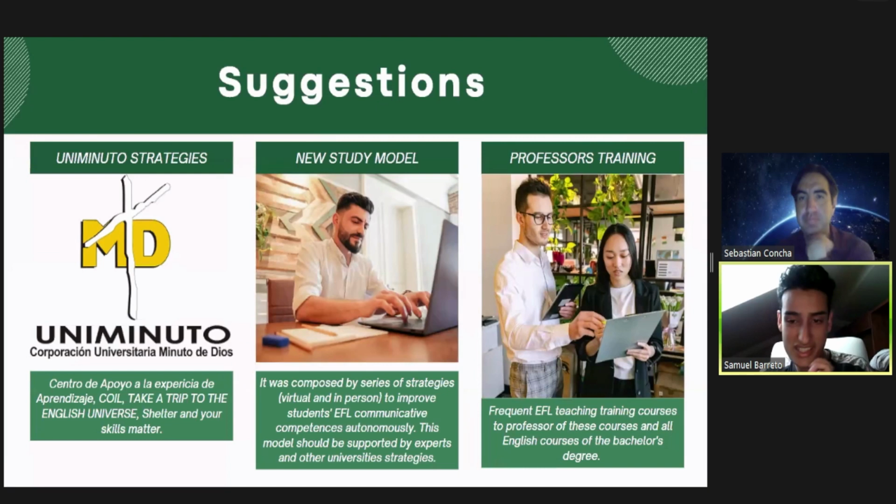Okay, so finally, as suggestions from all this investigation, first, it was necessary to make known the strategies Uniminuto uses in order to help those students, because there are plenty of strategies, and based on professors' perceptions, they stated that they lack sources to improve their difficulties. Here we have Centro de Apoyo a la Experiencia de Aprendizaje, COIL, Take a Trip to the English Universe, Shelter, and Your Skills Matter. All of these strategies that Uniminuto implements are useful because they tutor the process of students in order to help them overcome these difficulties.